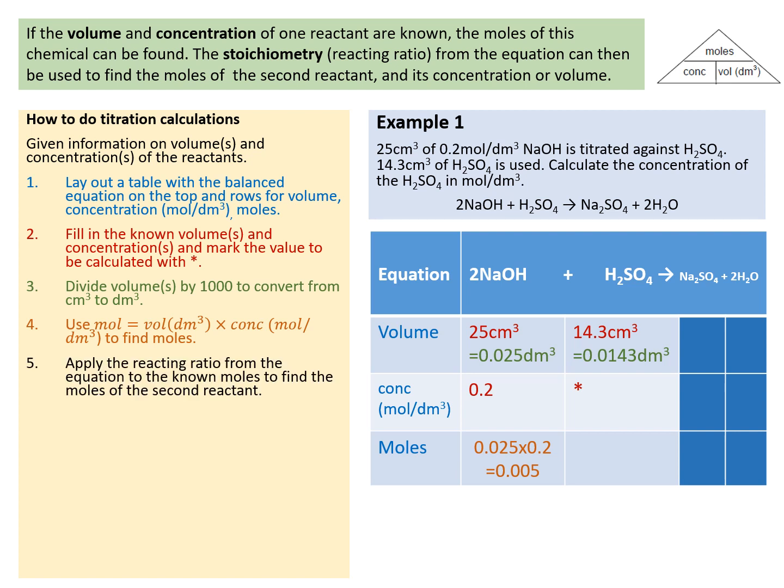For Step 5, you then want to apply the reacting ratio from the equation to the known moles that we've just calculated to find the moles of the second reactant.